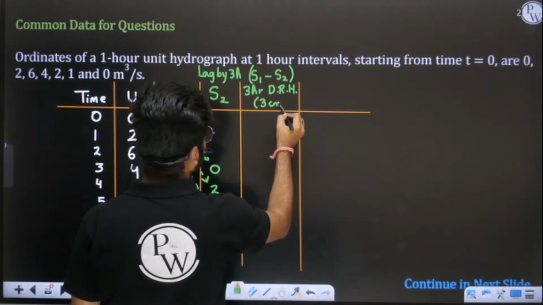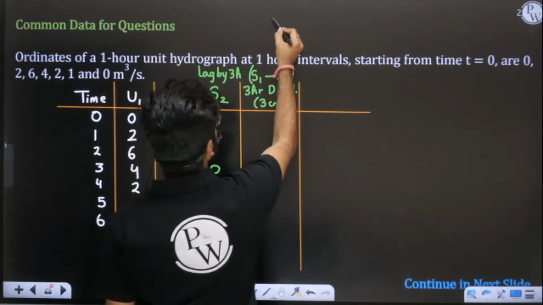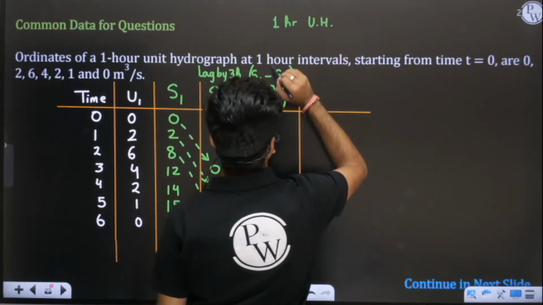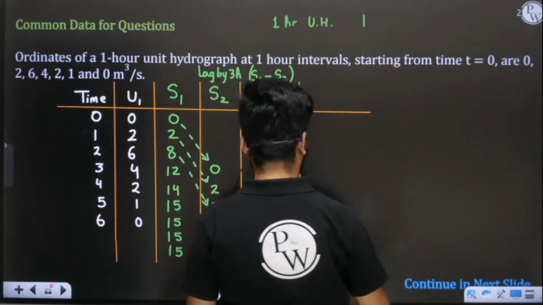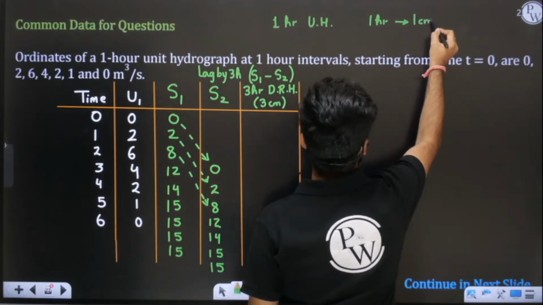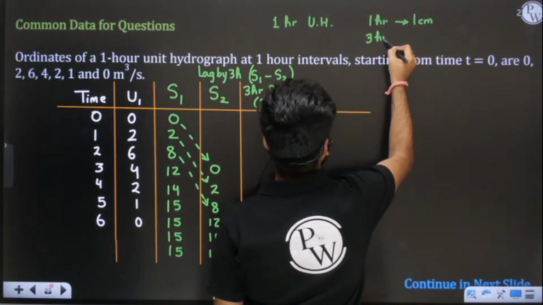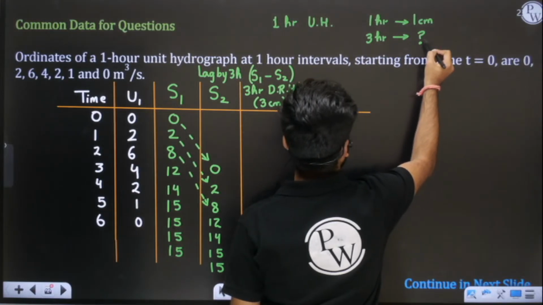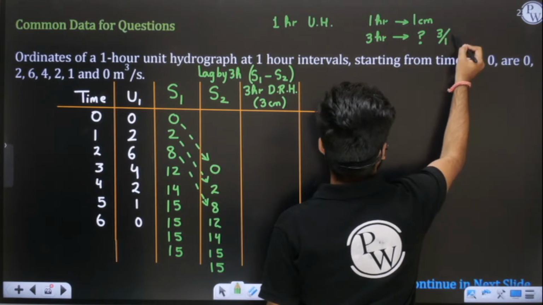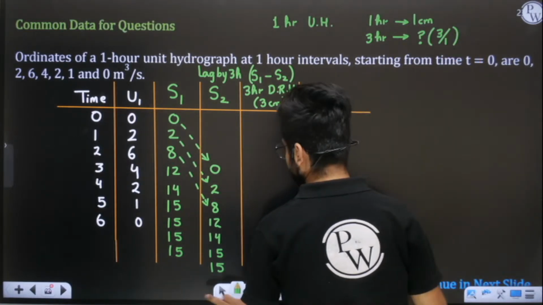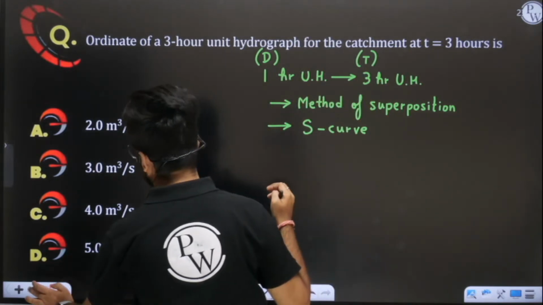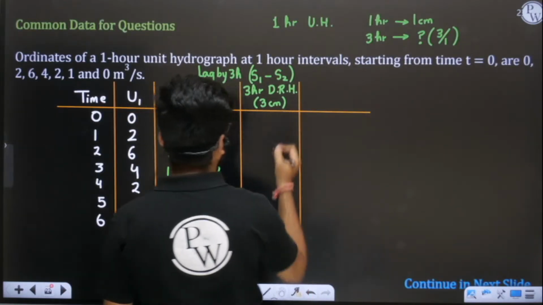Why 3 centimeter? Because, sir, 1 hour unit hydrograph means that 1 centimeter effective rainfall depth is there in 1 hour. So in 3 hours, how much will be the effective rainfall depth? Obviously T by D, which is 3 by 1. So this is your 3 centimeter effective rainfall depth.